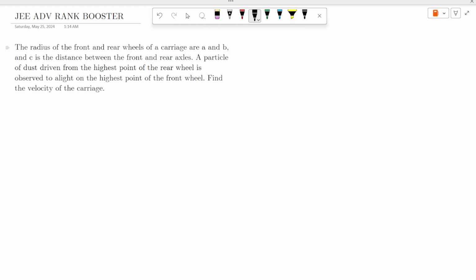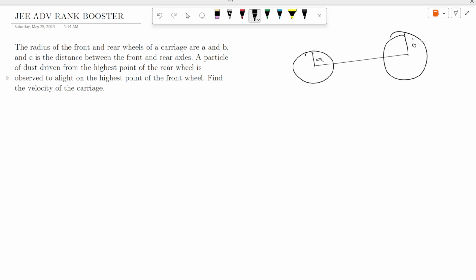So the first question says the radius of front and rear wheels of a carriage are A and B. Right. This is A. This is B. This is what is given to us. Then C is the distance between their front and rear axes. So we know the axles are mounted at the center of circles. So we just write that.